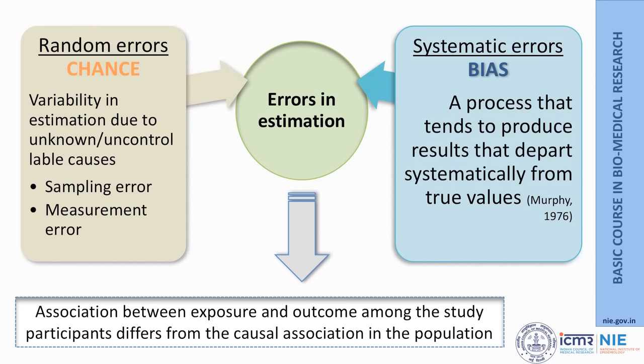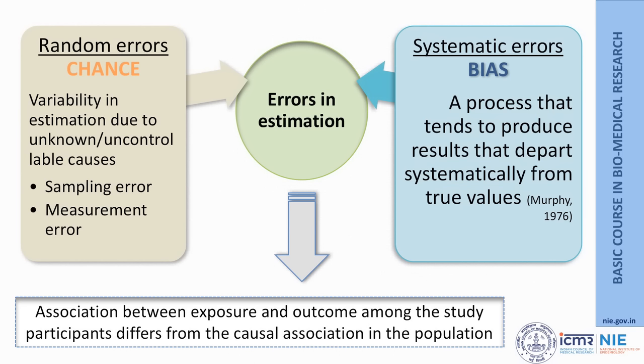As I told you, in epidemiological studies, all that we're doing is basically estimating. We're estimating either the frequency of a disease or a health outcome, or the effect of an exposure on an outcome. Now, when we are doing these estimations, there are bound to be errors in our studies. There are two kinds of errors that we come across. One is called random errors, or errors that happen due to chance, which is basically the variability because of unknown or uncontrollable causes, such as errors in sampling or errors in doing measurements.